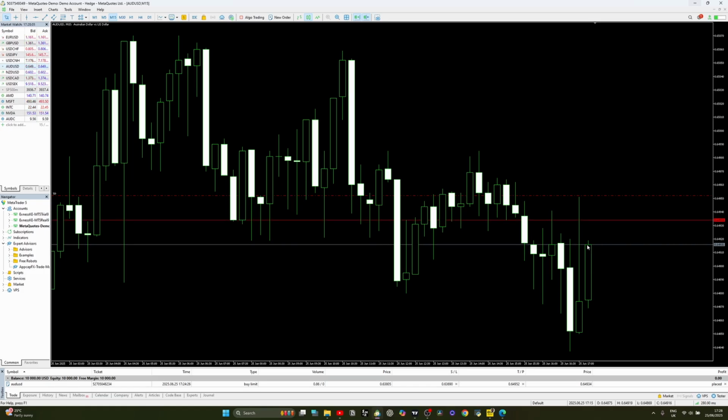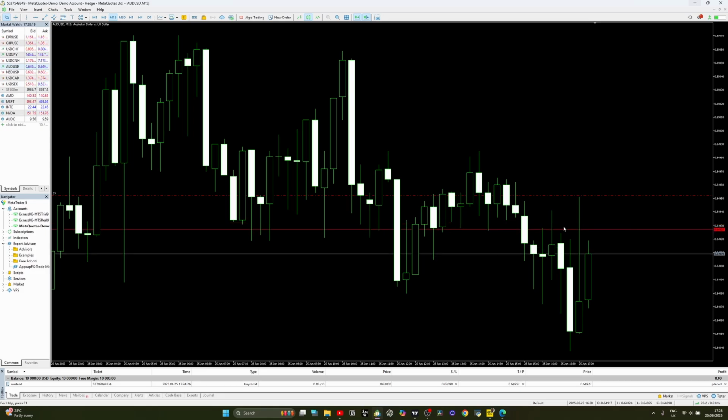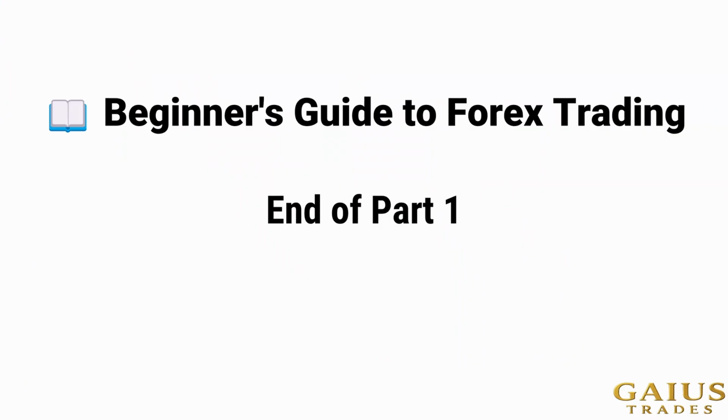So if I enter my trade right now, for example, if I press buy and the price is at this level, the broker is going to fill me up here. So for example, if I press buy, my buy position will be placed up here, not down here, because there is this difference. So basically, that is what we call spread in trading.